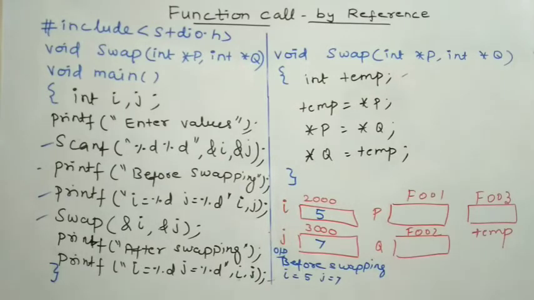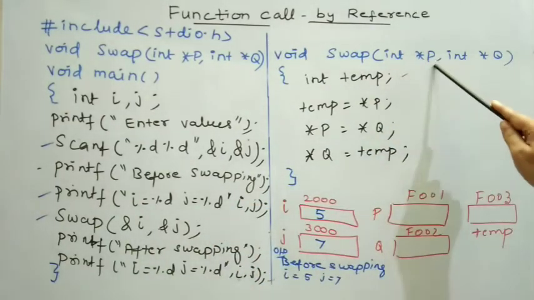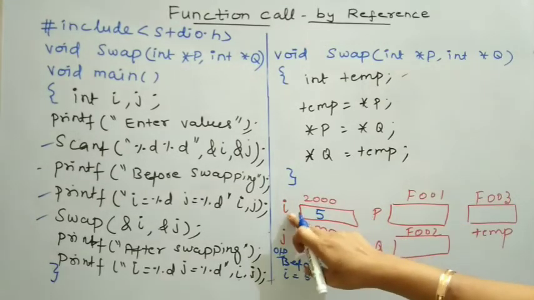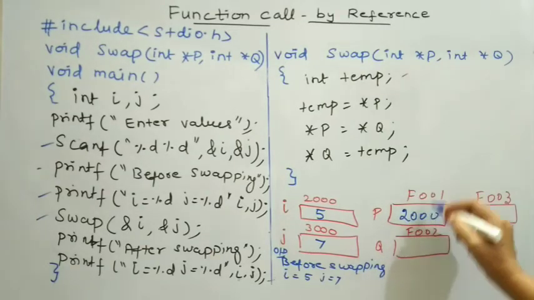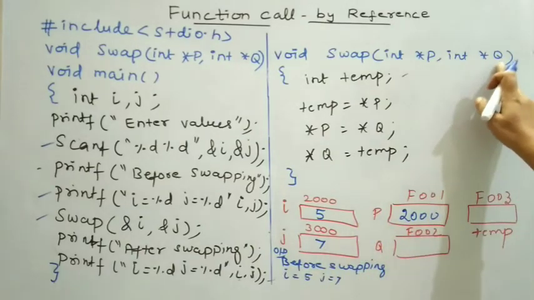So when I call this function using this statement swap(&i, &j), control is transferred to this function. Address of i is passed to p. Address of j is passed to q. So what is the content of p now? It is the address of i, which is passed as function parameter. So what is the address of i? Address of i is 2000. 2000 is assigned to this pointer variable p. Address of j, that is 3000, is assigned to pointer variable q.